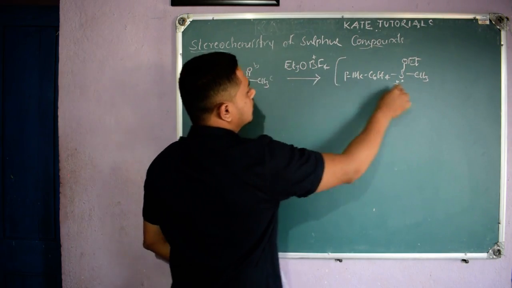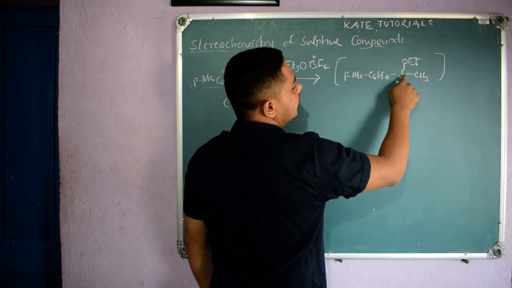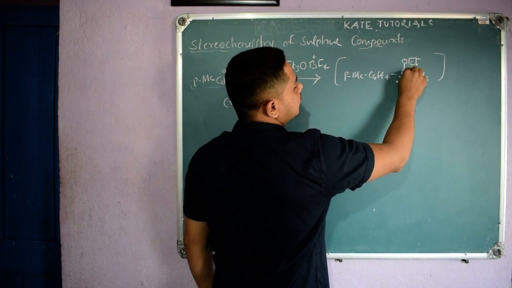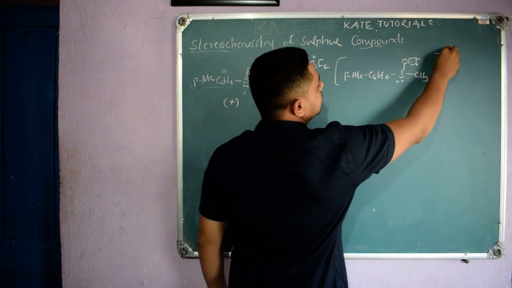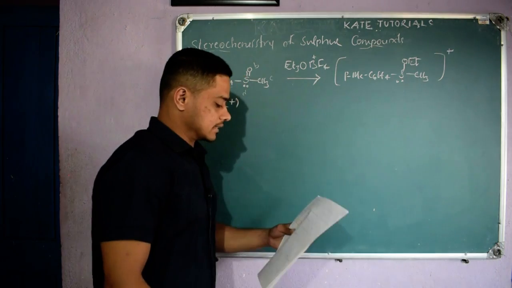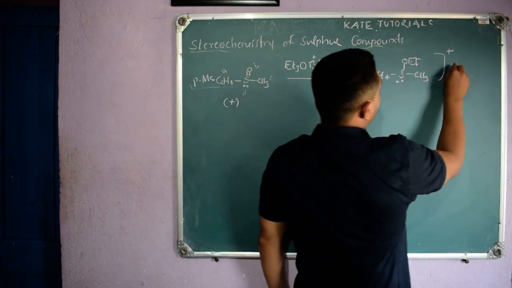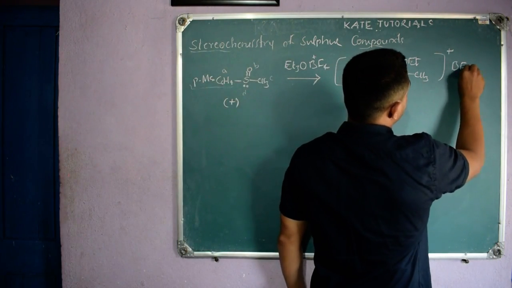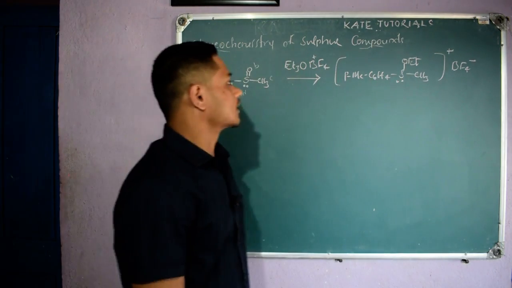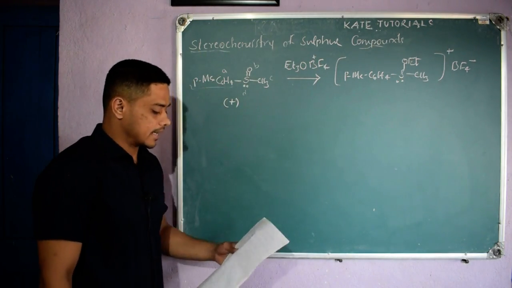And overall, as I told, if sulfur forms 3 bonds, then sulfur gets a positive charge. I can write the positive charge on sulfur, or I can write the positive charge like this. And this is BF4 minus, right? So this is the compound it formed.